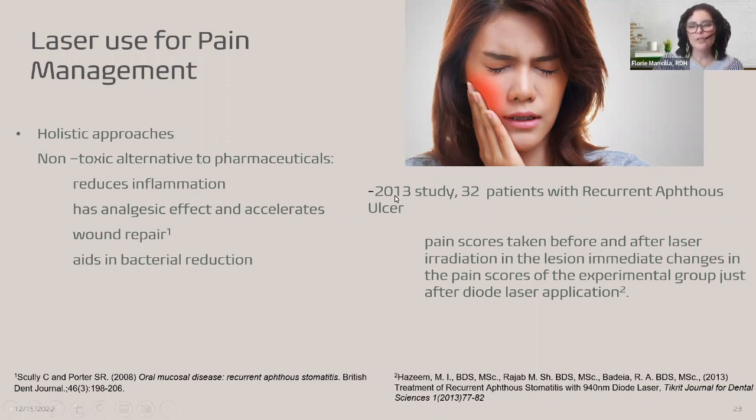And then in a 2013 study, they took 32 patients that had recurrent aphthous ulcers, and they took pain scores on these patients. So taking the pain score immediately after the diode use, most of them had a decrease in their pain score, meaning if their scale of pain was around 10 to an 8, it could have gone down as far as maybe about a 4. So even after one single use, there was a dramatic drop in the pain score for these patients.